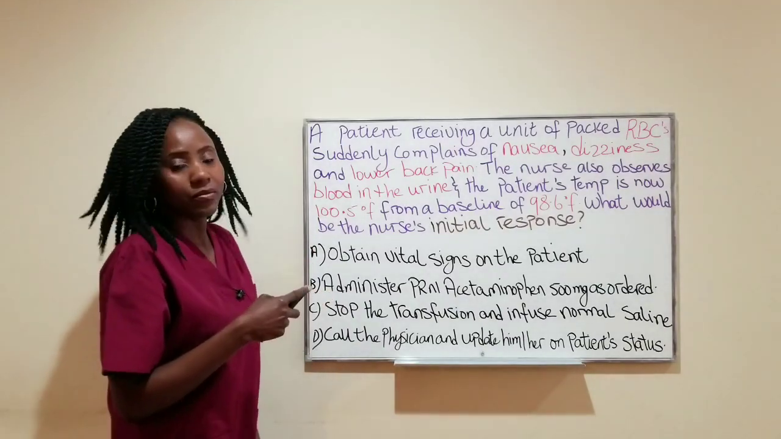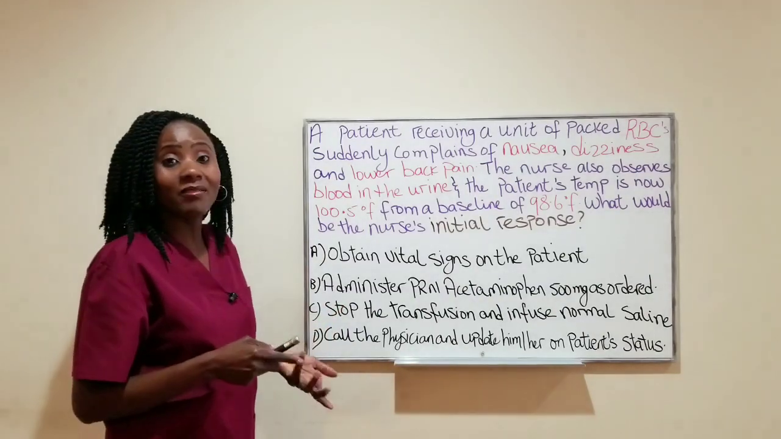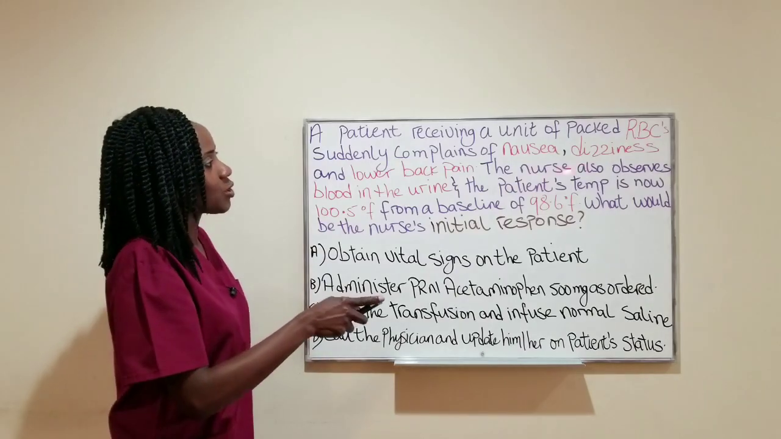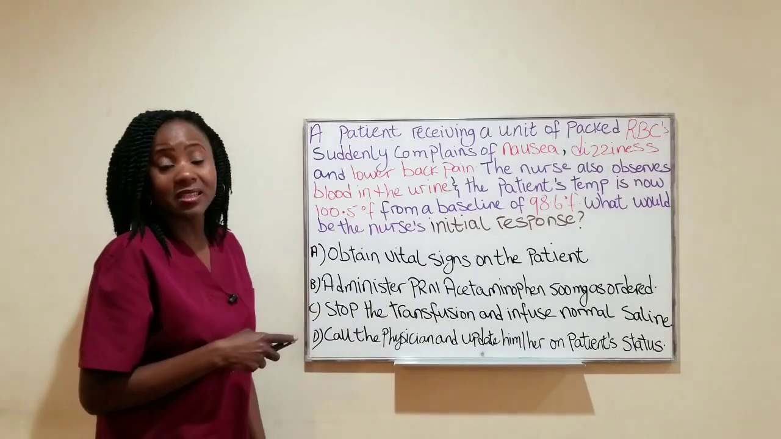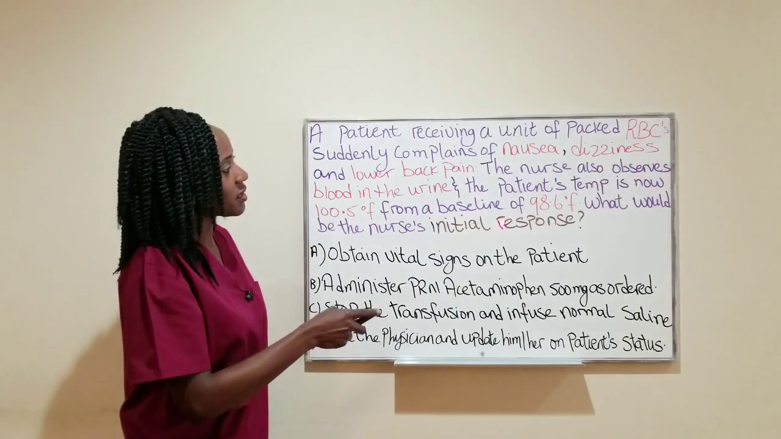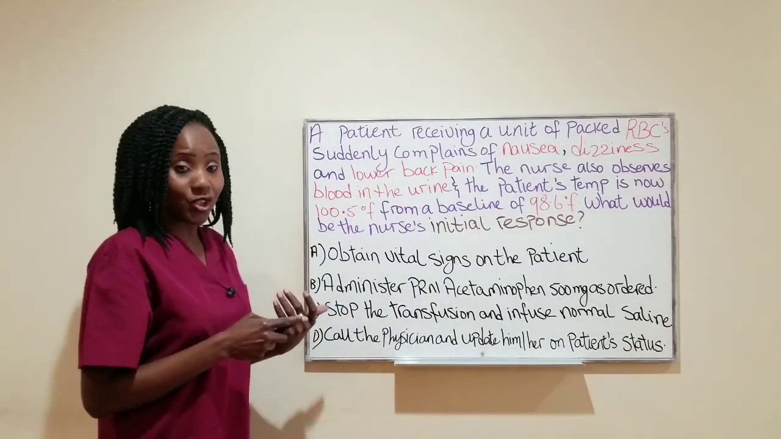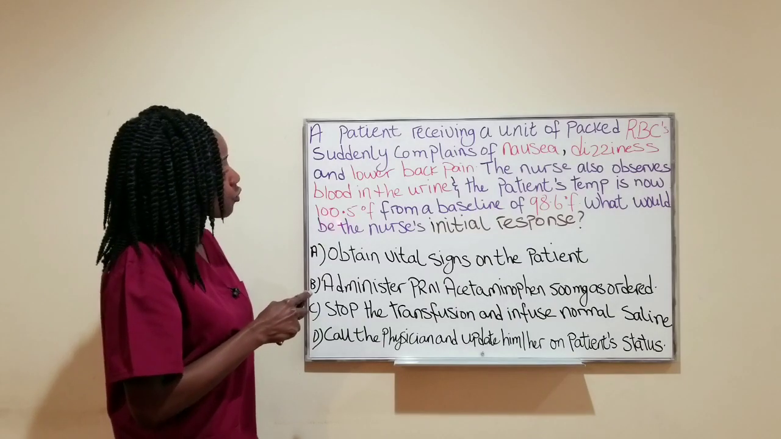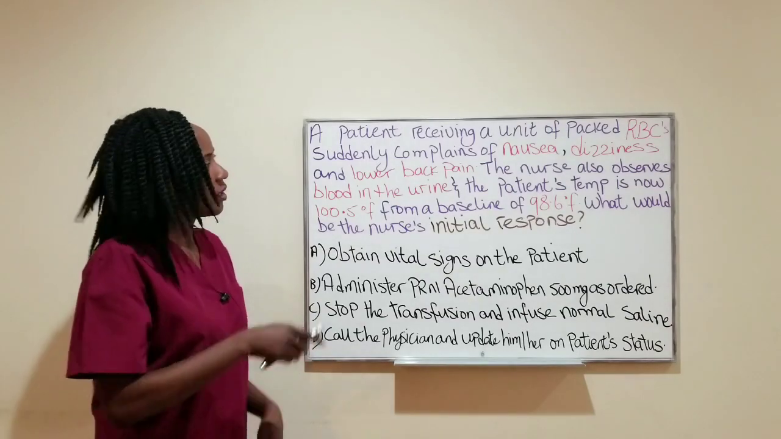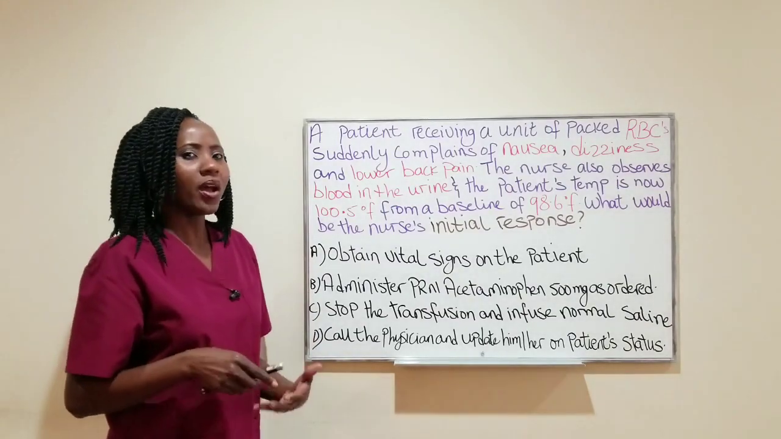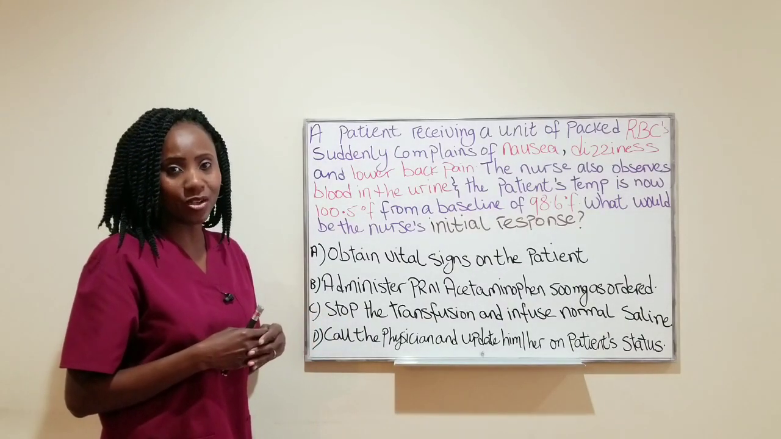These are subjective symptoms, what the patient is complaining about. But we also have some objective data. The nurse observes blood in the urine, that's objective, and we see a change in the temperature. The patient started out with a temperature of 98.6 degrees Fahrenheit, and it has now gone up to 100.5 degrees Fahrenheit. So NCLEX wants to know, based on all of this, what are you going to do firstly? What is going to be your first response as the nurse?